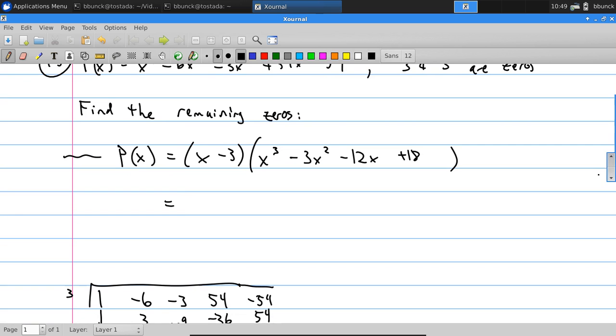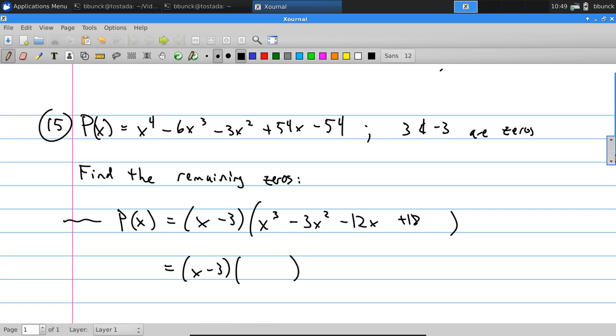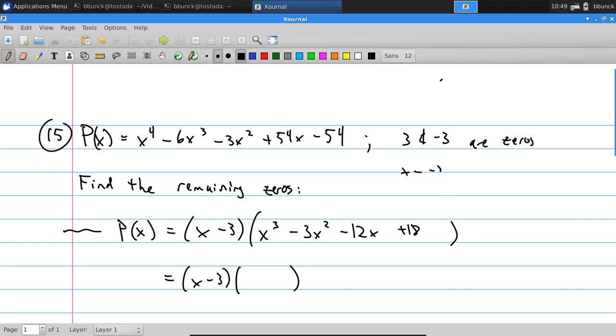Okay, so not only does x minus 3 factor out, because 3 is a 0, since negative 3 is a 0, x minus negative 3, which is just x plus 3, has to factor out as well. Okay, so I'm going to proceed to factor out one more factor. And again, I'll do that with synthetic division.